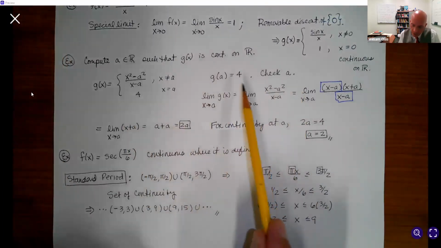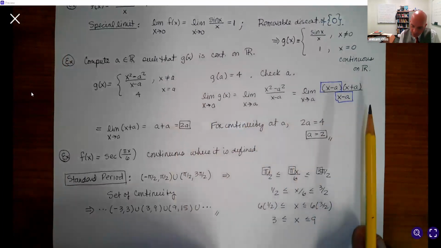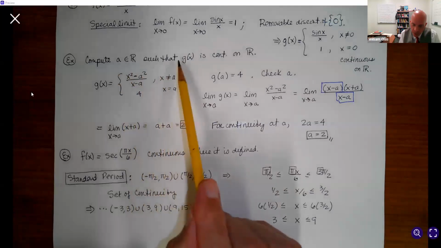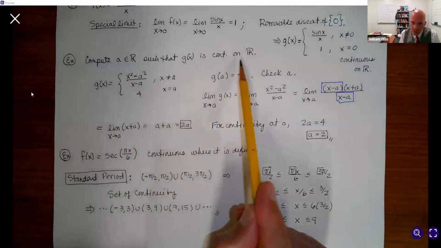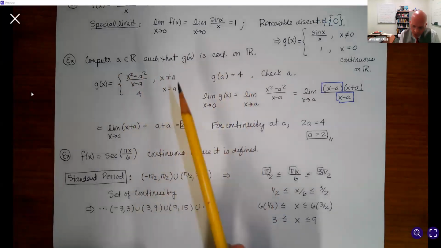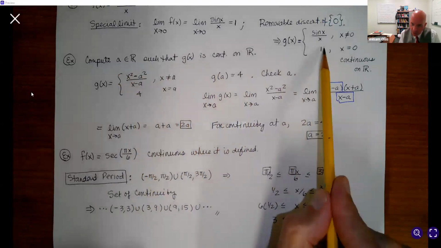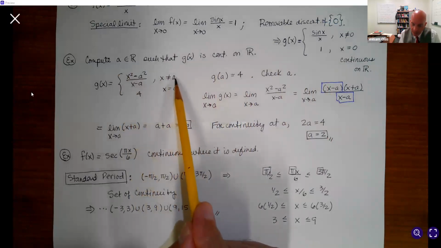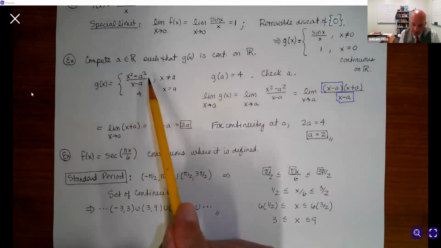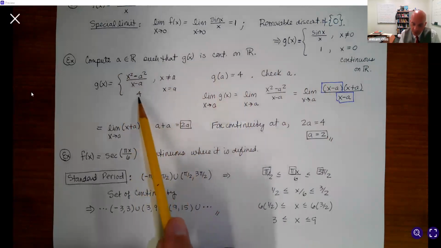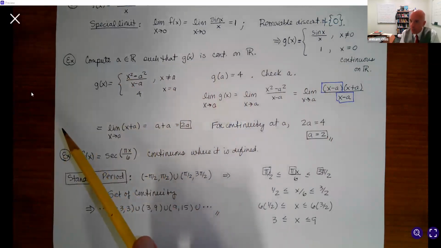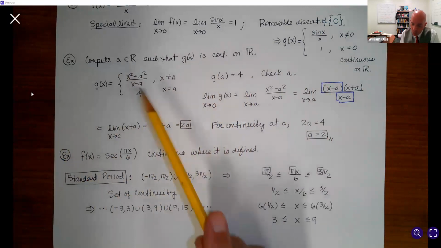So notice here, and this makes this problem a little bit easier, it says compute a element of R such that g of x is continuous on R. Okay, well, notice this is kind of like what I did over here. We have g of x is x squared minus a squared divided by x minus a when x is not equal to a. Of course, we want it to be defined. And then we're going to define the function to be 4 when x is equal to a. Remember, a is a constant, okay? It's fixed. So we want to compute it.